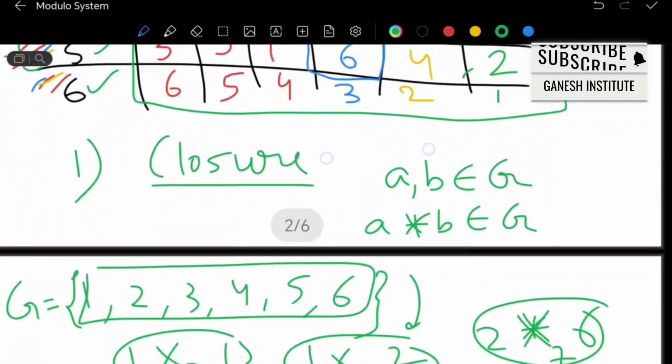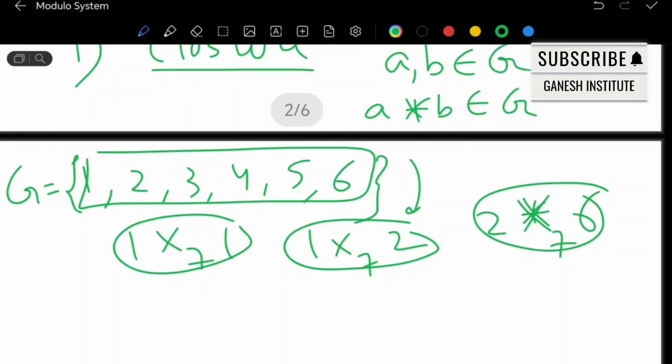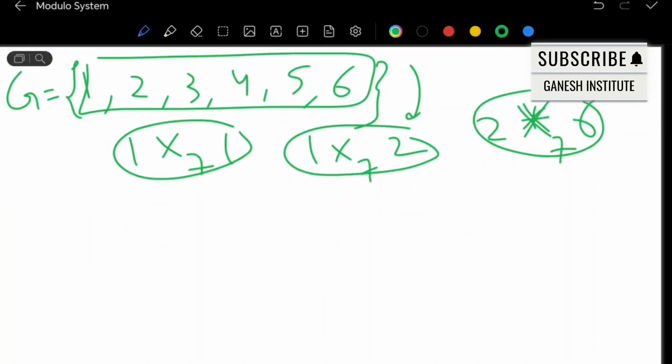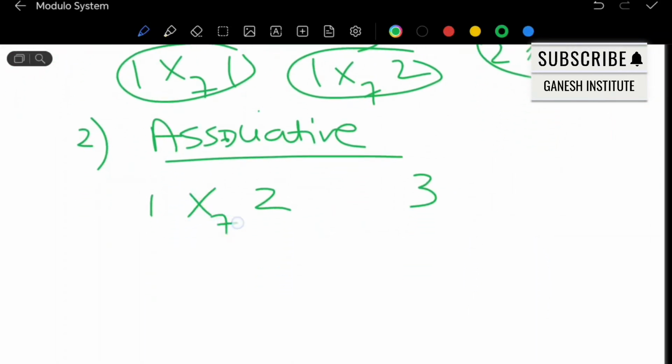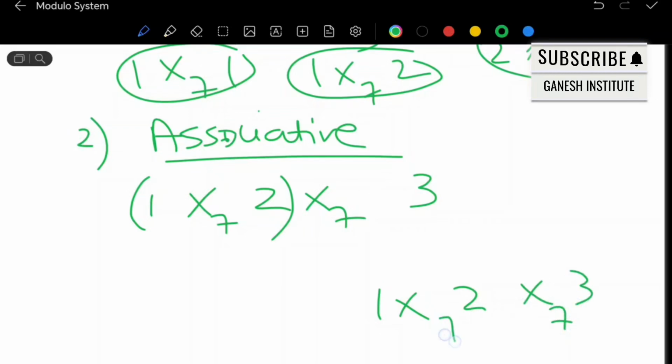Okay, it shows closure property because we can see that all the entries in the composition table are from the set itself. So it is closed under multiplication modulo. Next property, associativity. So associative means what? If I take any of the numbers, and the operation is multiplication modulo 7, if I operate them and change the order, firstly the first two and then the last two, is the answer the same?